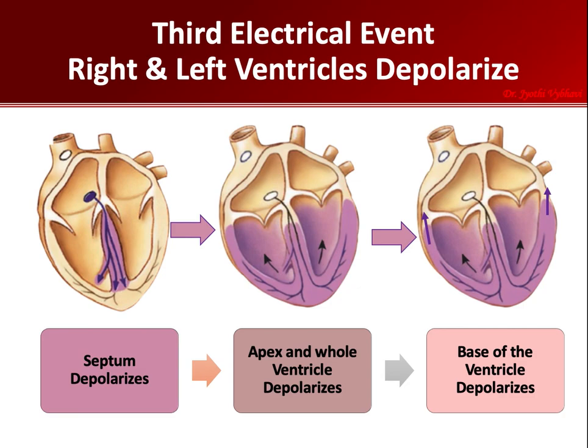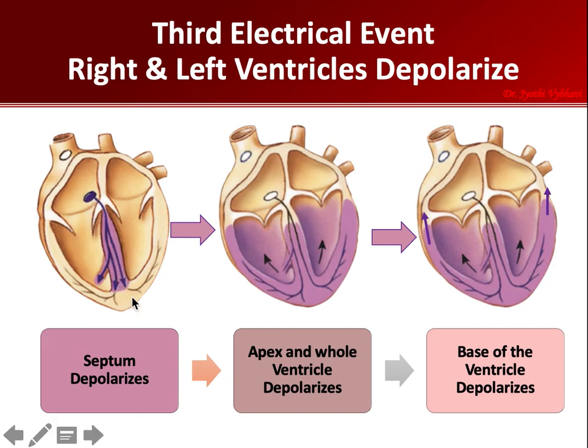The depolarizing current from the AV node has reached the Purkinje system. The bundle of His continues as the right and left bundle branches, and these are made up of specialized myocardial cells called Purkinje cells. As you know, Purkinje cells are a fast conducting system, and the depolarizing current comes to the bundle of His from the AV node.